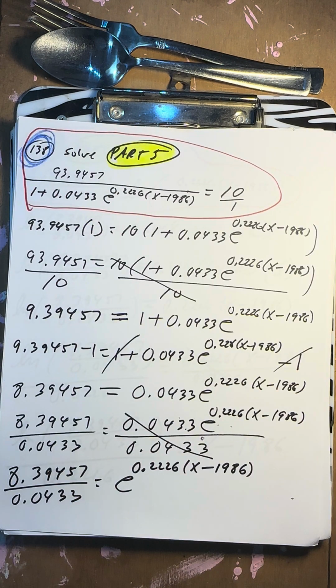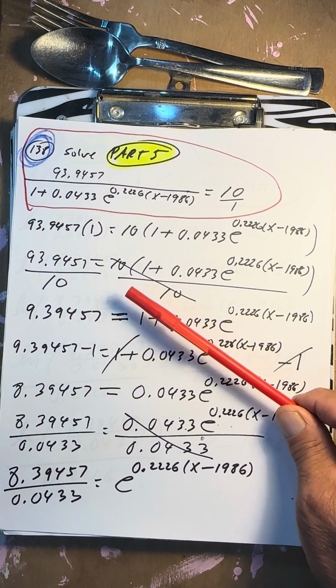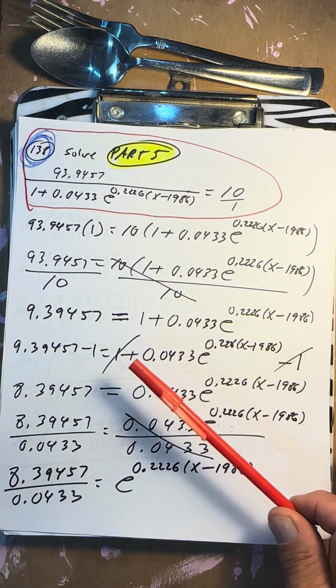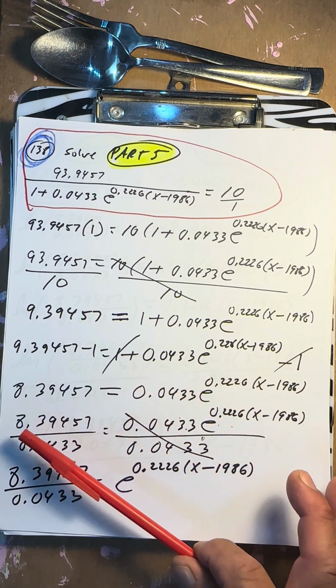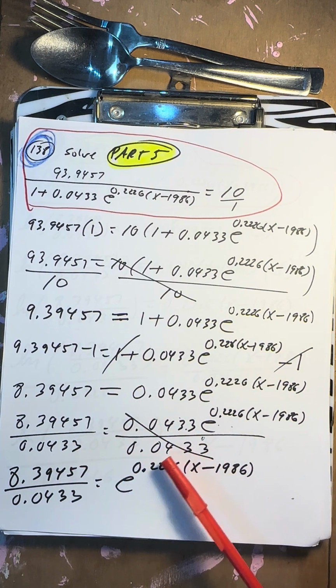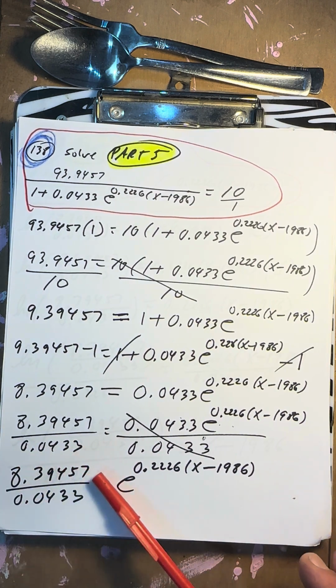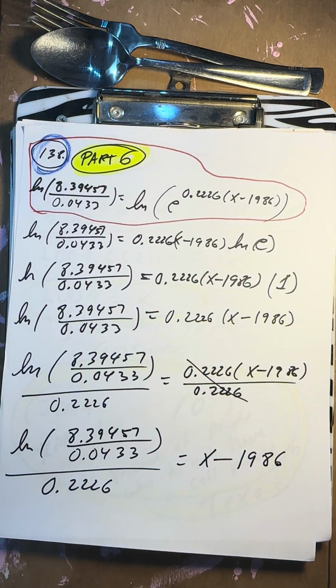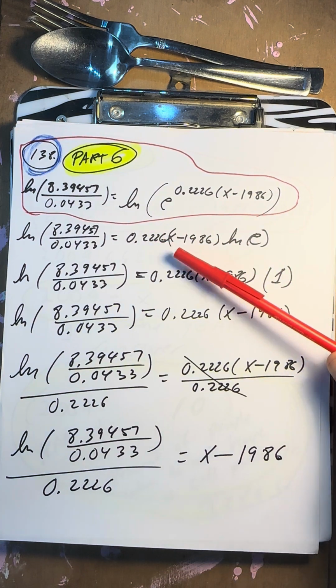How about this? When did 10% of people not have a phone? Well, put the 10 in there, cross multiply. So divide by 10, divide by 10. These are gone. So we have this minus 1. So we have this number equals this. And then divide by 0.0433. So we have this number equals this. So I guess we're going to take ln of both sides next, huh? I say yes. ln of both sides. This number goes to the front.